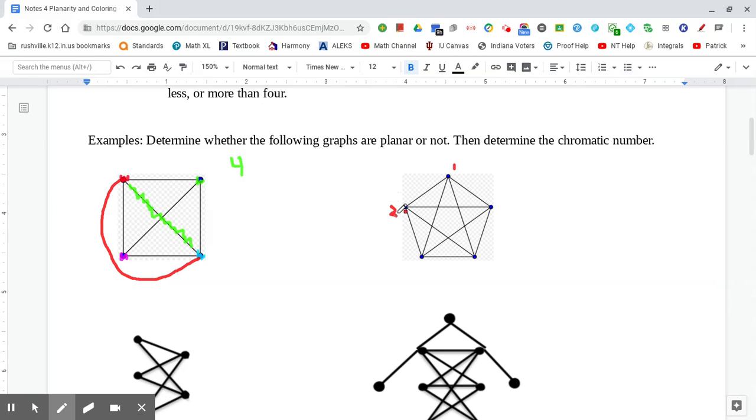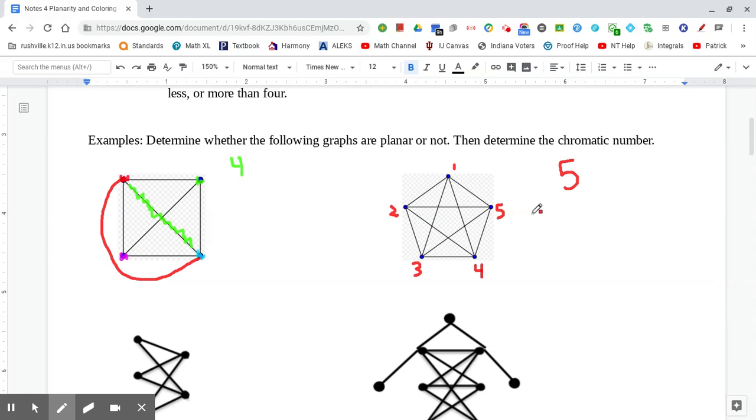So then I'm going to give this vertex color 2. But it's adjacent to all the other ones. And so then I need a third color for this vertex, but it's adjacent to the remaining 2. So then I need a fourth color, but it's adjacent to the remaining 1. So then I need a fifth color. All right, so what that means is the chromatic number for this graph is 5.